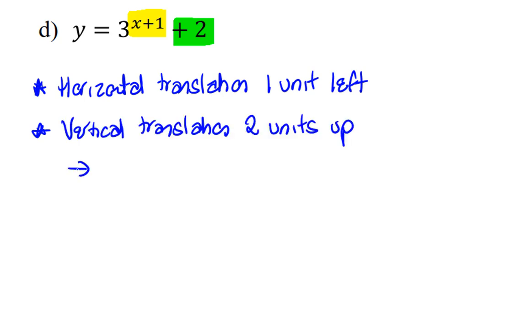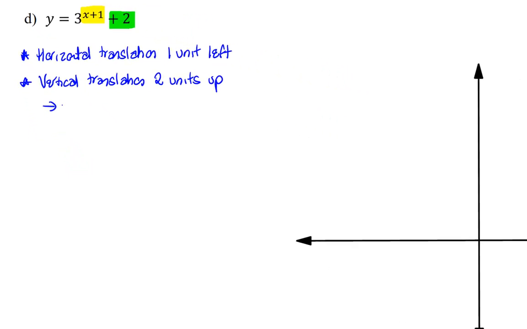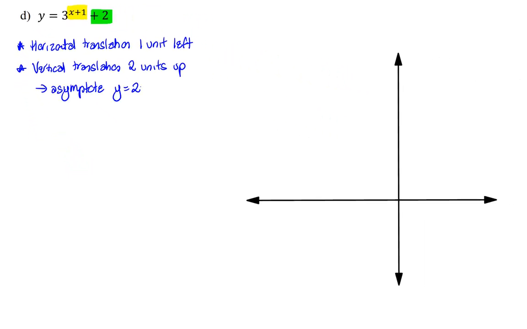So that means our asymptote moves to y equals 2, remembering that's a horizontal asymptote. Axial intercepts. We'll start with our y-intercept, which is when x is 0. So y will be 3 to the 0 plus 1, plus 2. That's 3 to the 1 plus 2. 3 plus 2 is 5.